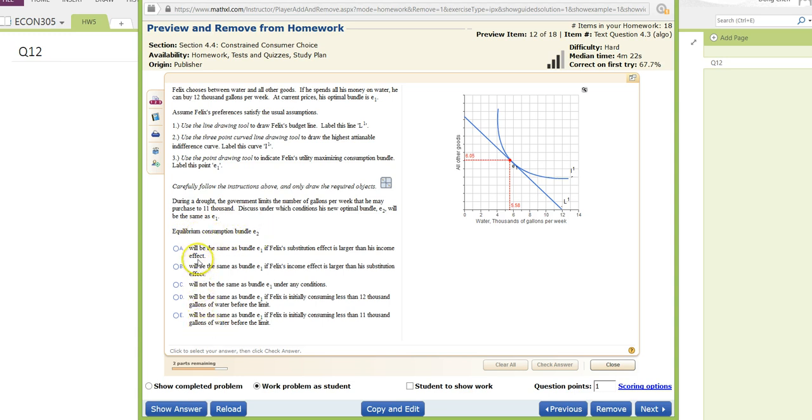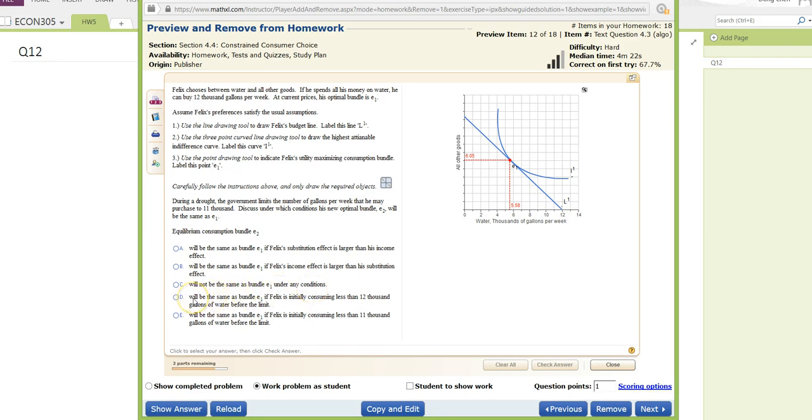Choice A: E2 will be the same as bundle E1 if Felix's substitution effect is larger than his income effect. We haven't talked about that yet, so obviously this cannot be the right answer. Part B: will be the same as bundle E1 if his income effect is larger than his substitution effect. Again, this cannot be the right answer. Choice C: will not be the same as bundle E1 under any conditions. Not necessarily. Let's read on.